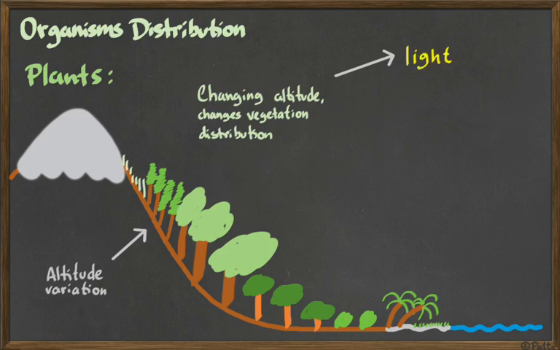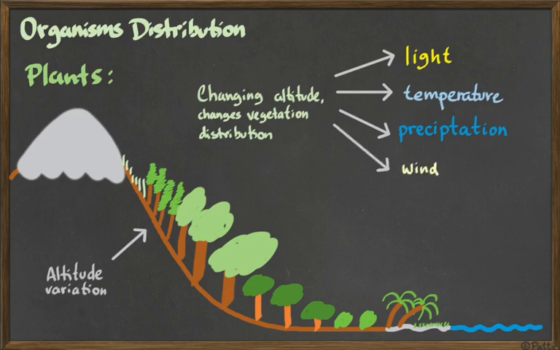change some factors. For example, maybe the light is different. Maybe the light is more filtered at the bottom of the mountain, or less filtered on the top of the mountain. Or maybe you have different temperatures, and different temperatures might allow different species of plants to survive there. You may have different precipitation. By the way, we already saw in the biomes that temperature and precipitation are massive for the determination of a certain biome. We may have different intensity or frequency of winds.